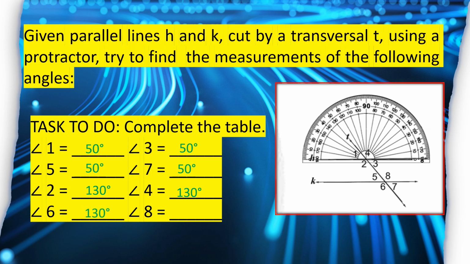Angle 6 is 130 degrees because the supplementary angles 5 and 6 should be equal to 180 degrees. Lastly, angle 8 is equal to 130 degrees, because vertical angles are congruent. As you can see, four angles have the same measure, which is 50. Another four angles have the same measure, which is 130 degrees.